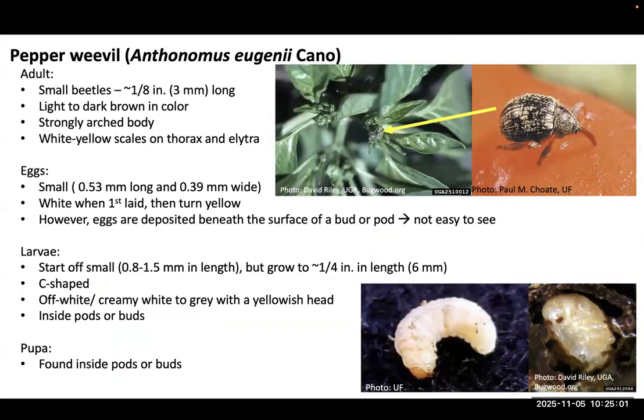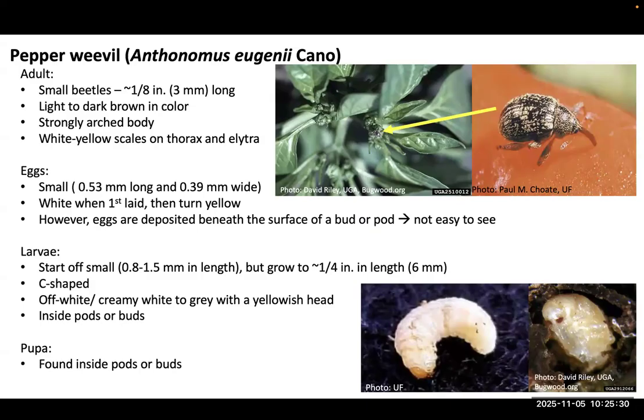Moving along, pepper weevil. So this is a beetle. They have complete metamorphosis. These are small little beetles, about 1/18 of an inch long or 3 millimeters. They vary in their color, but they're brownish. They have these rostrums, and that's actually its mouth. The mouth is at the end of that. It's not a nose or anything. Their nose is their antennae, right? That's how they smell. Eggs are not easy to see, but there's the detail there.